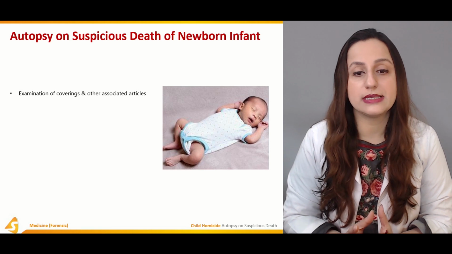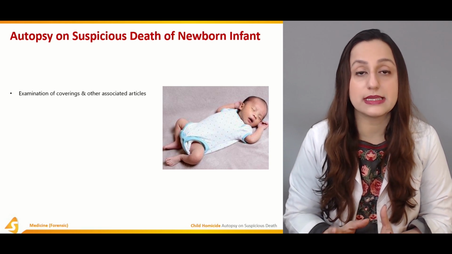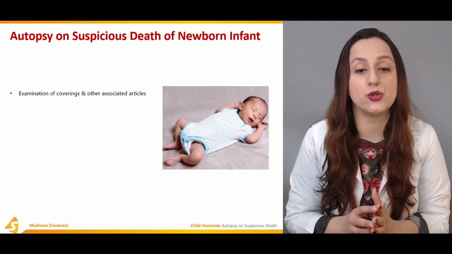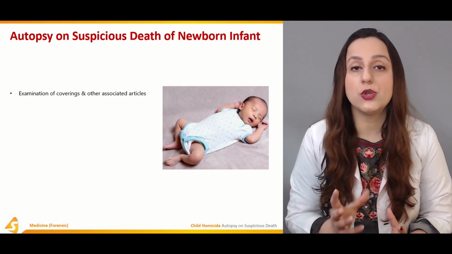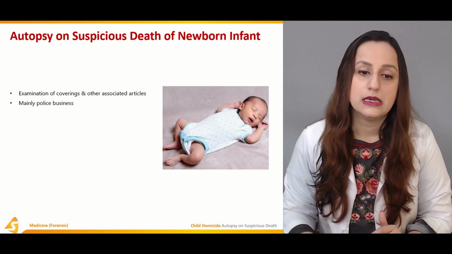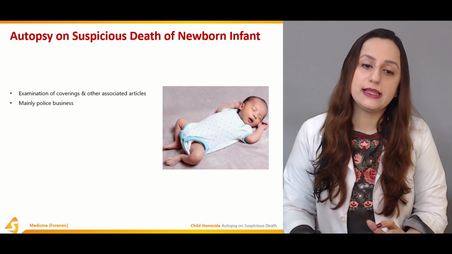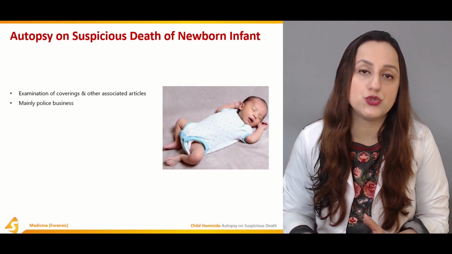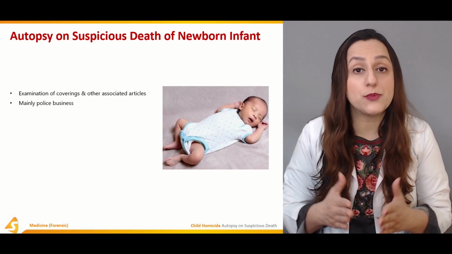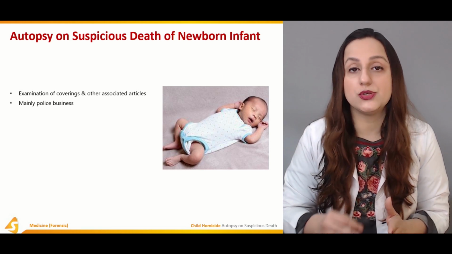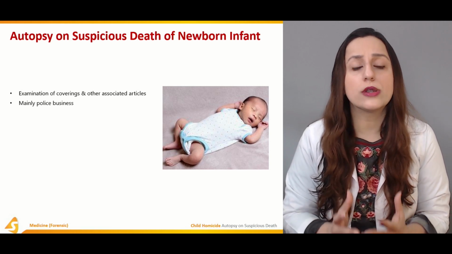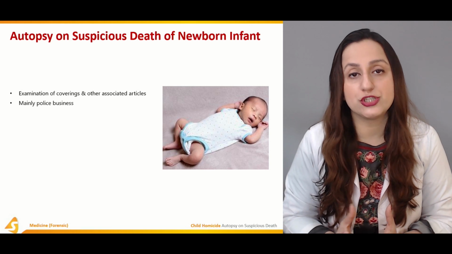So, the examination of coverings and other associated articles. We are looking for trace evidence when we are looking at the clothing of the infant and the associated articles, any signs of trace evidence that can be collected at the crime scene. That is mainly police business. Working as a forensic pathologist, you should not pass your own comments while working on the investigation. It's police business, and let them do it. You'll write down the autopsy report, you'll carry out the autopsy, you'll carry out the investigation at the crime scene. Whatever trace evidence has been found, you'll just collect it.